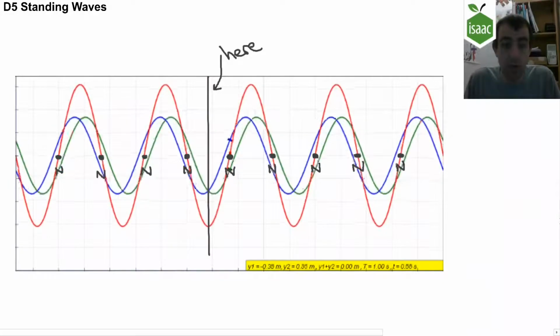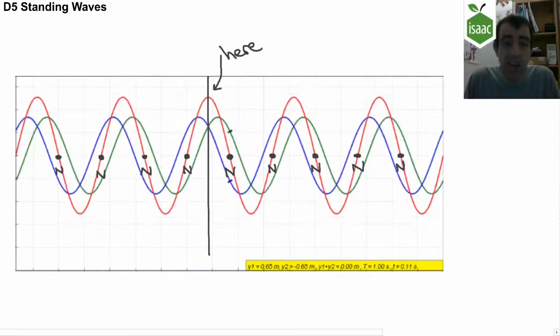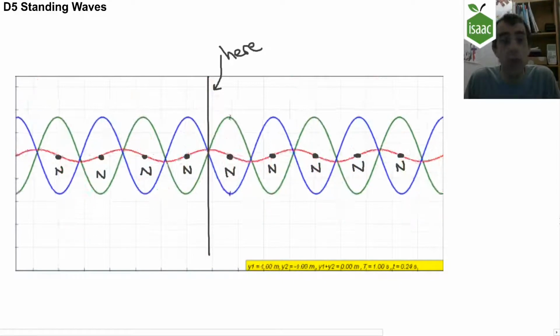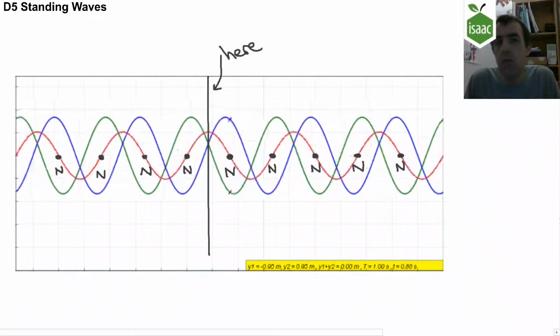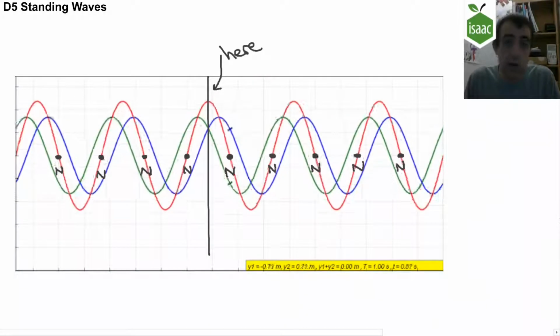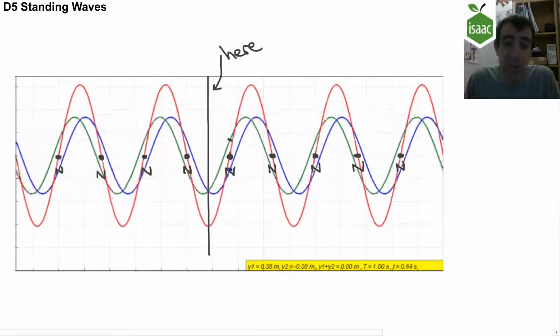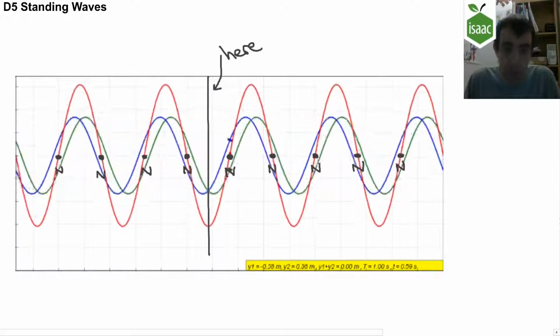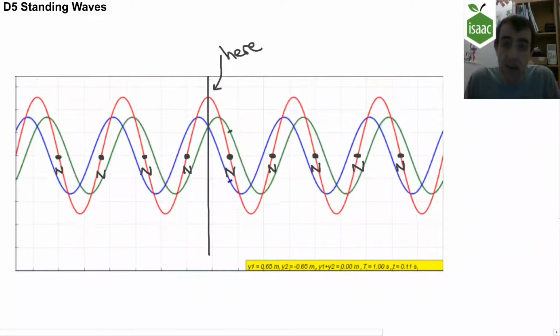The biggest amplitude of the red wave is exactly between the two nodes, and the closer to each node you get, the smaller the amplitude. Remember that amplitude is the maximum displacement of a wave. So the amplitude of the red wave is zero at a node, and the point where the amplitude of the red wave is the maximum is referred to as an antinode.